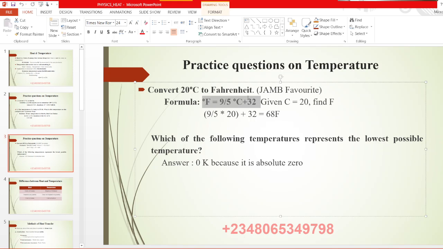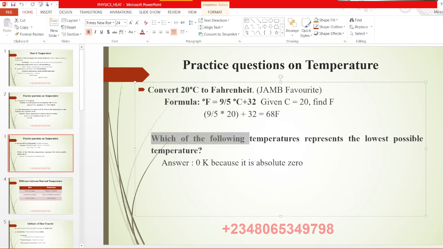Fahrenheit equals 9 divided by 5 multiplied by the Celsius degree plus 32. Given that we have a Celsius of 20 degrees, we should find F, the Fahrenheit. So we say 9 divided by 5 multiplied by 20, where 20 represents the Celsius value, plus 32, and we get 68 Fahrenheit. So the conversion of 20 degrees Celsius to Fahrenheit is 68 Fahrenheit. You see, most questions in physics in JAMB have to do with formulas. Your ability to recall the formula gives you the chance to solve the question more than 70%. So if you are able to recall the formula you're going to use, then you are good at solving the answer. Let's look at another question here.